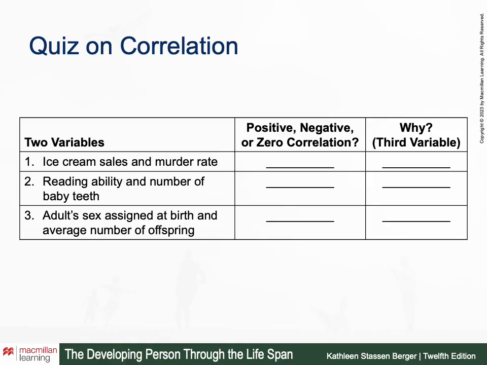So here's a little questionnaire to think about for correlation. What do you think, these two variables, ice cream sales and murder rate: positive, negative, or zero correlation? And then why? Why would there be? This might surprise you, but there is a positive correlation between ice cream sales and murder rate. And the third variable, the why, is because of the heat.